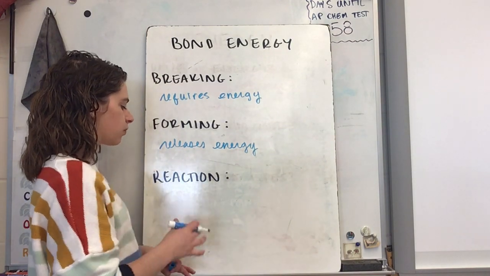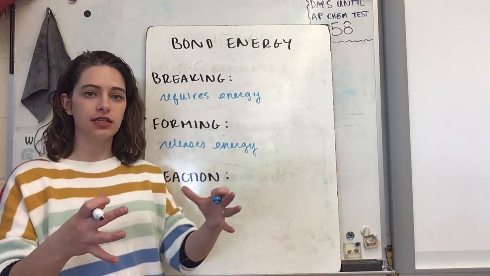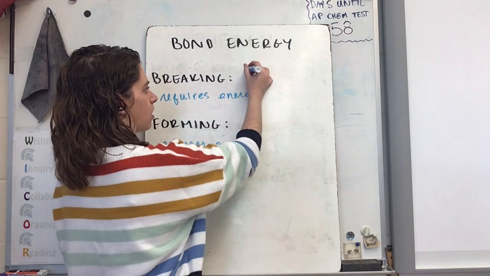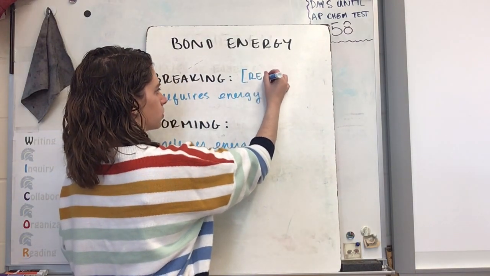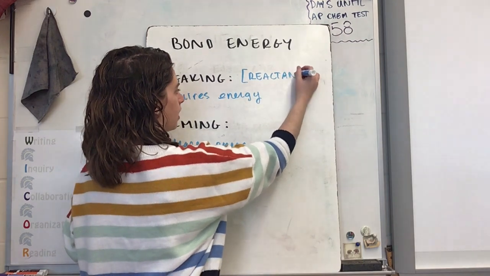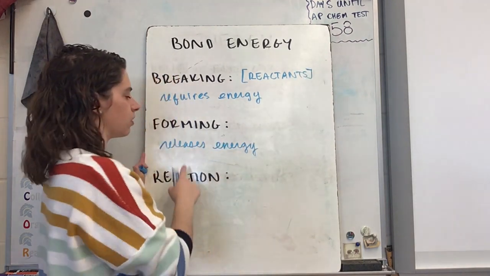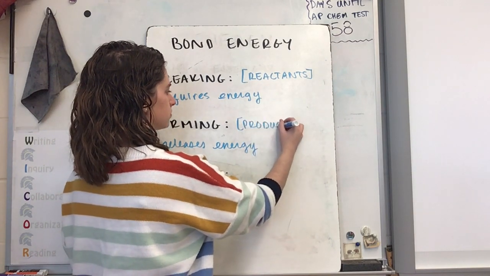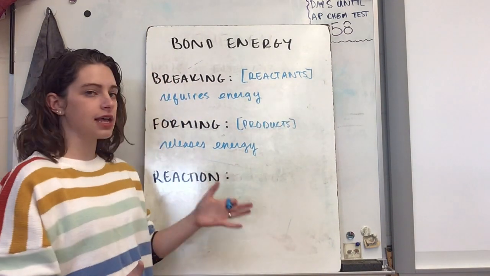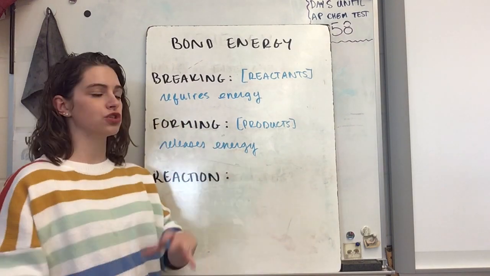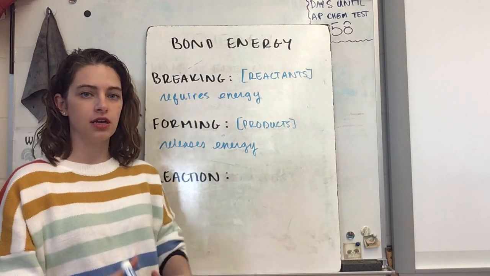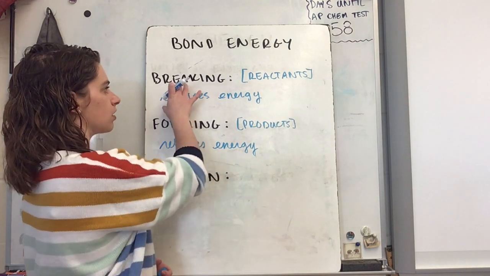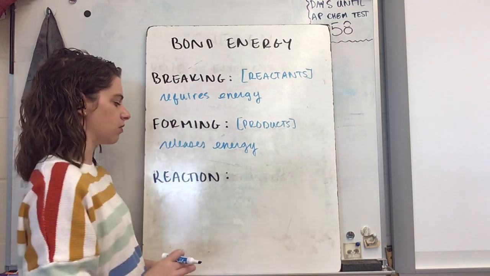When we look at an overall reaction, we're going to look at the reactants and we're going to look at the products. So our reactants, we're always breaking. So when we're talking about breaking bonds, we're looking at our reactants in a chemical reaction. When we're forming bonds, we're looking at our products. And that makes sense because when you go from reactants to products, you're breaking those bonds to then form the new compounds. You're going to form new bonds. So our reactants are always going to be breaking, our products are always going to be forming.